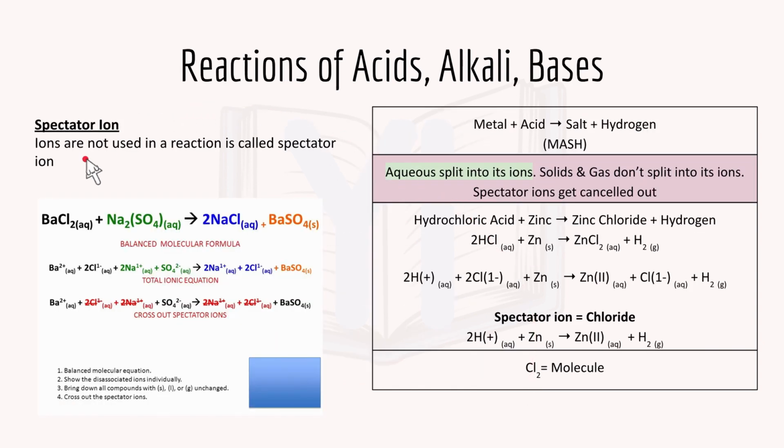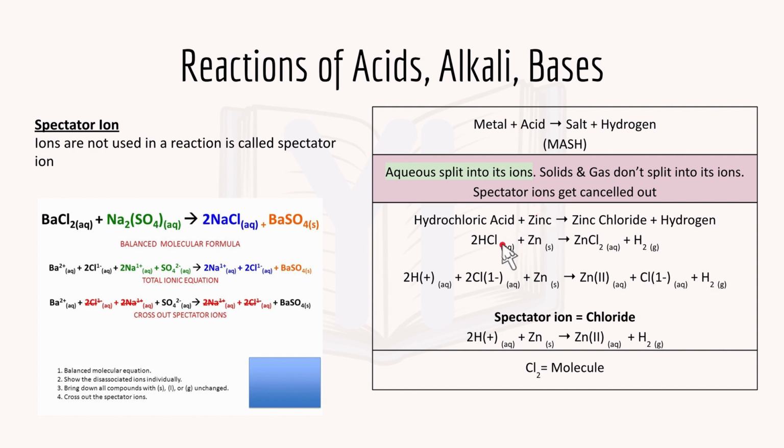And here we have a concept called spectator ions. Spectator ions are ions that are not used in a reaction. And let's say we have a reaction like MASH here. Acid is always aqueous. And to write the ionic equation, the aqueous substances split into ions, and solids and gases don't split into ions. And spectator ions get cancelled out.